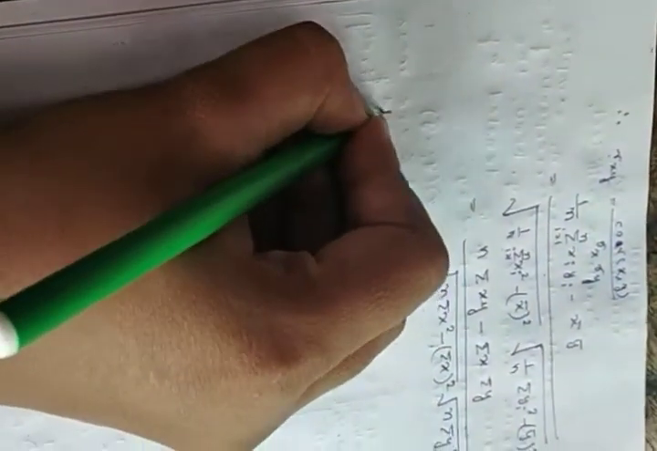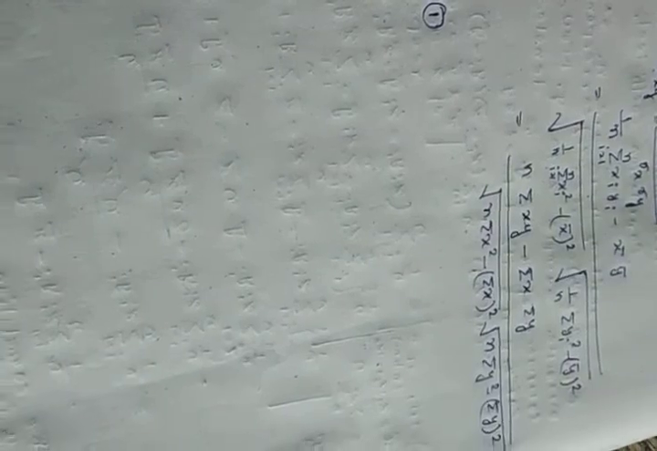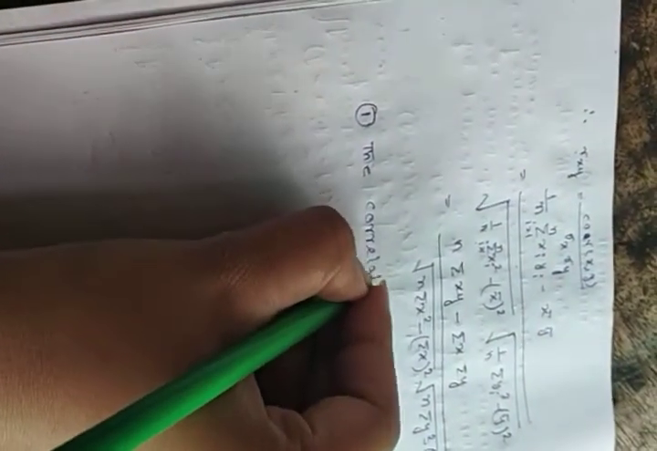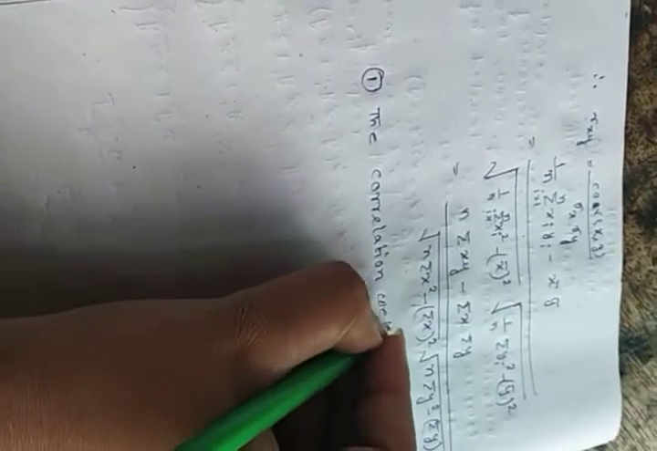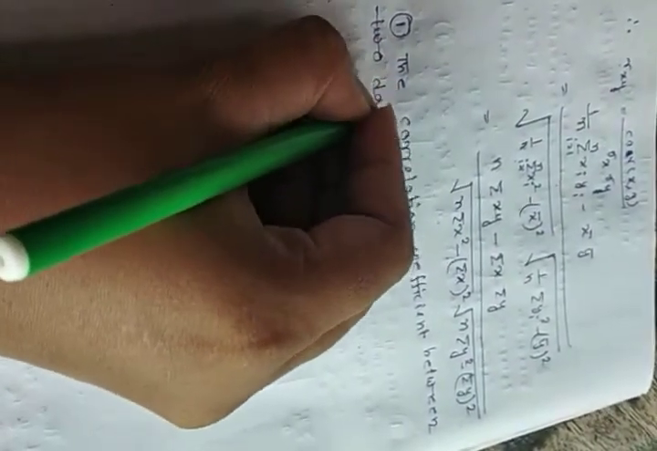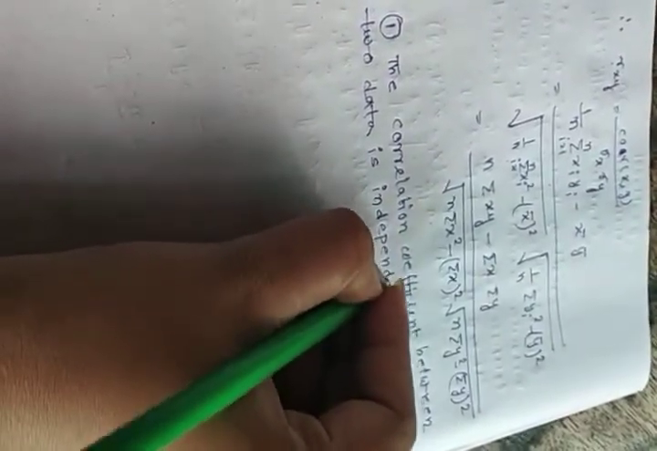And now to go to some important points. First point, number one: the correlation coefficient between two data sets is independent of the choice of the origin.